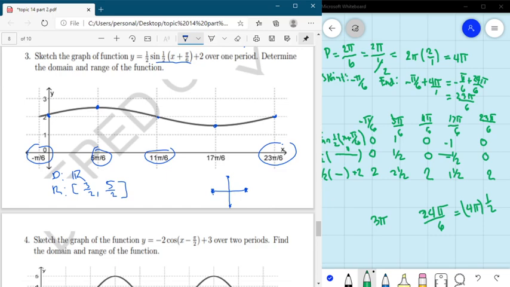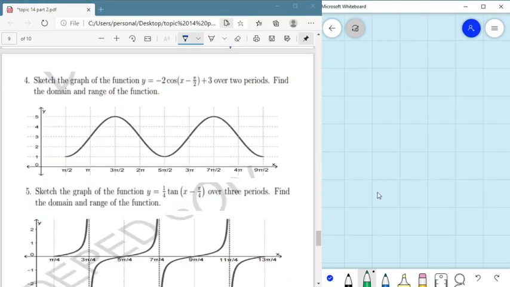Okay? So, any question? You can ask questions later. Okay. Let's proceed to number 4. We're going to sketch the graph of the function y equals -2 cosine of x minus pi over 2 plus 3 over 2 periods. Find the domain and range.